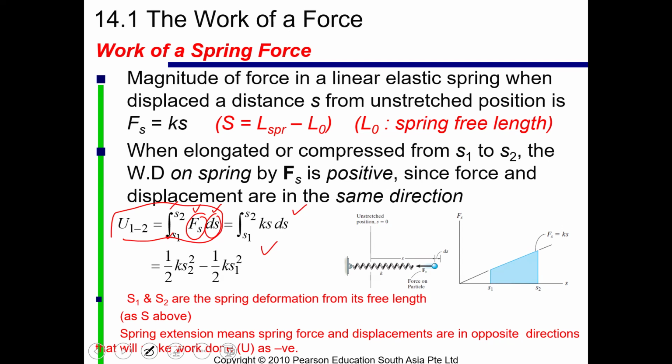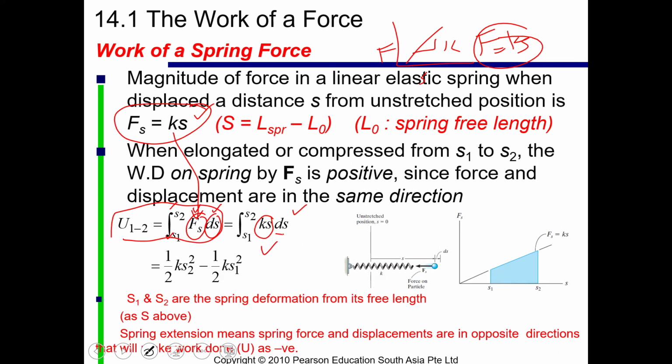After that, I know that Fs is equal to Ks. If it's a linear spring, then F, S, and K are related. Basically, F is equal to Ks. I know that the force can be calculated by the spring constant and the displacement. So I plug the value of force here, and now it would be Ks ds. Ks will be the value of force.